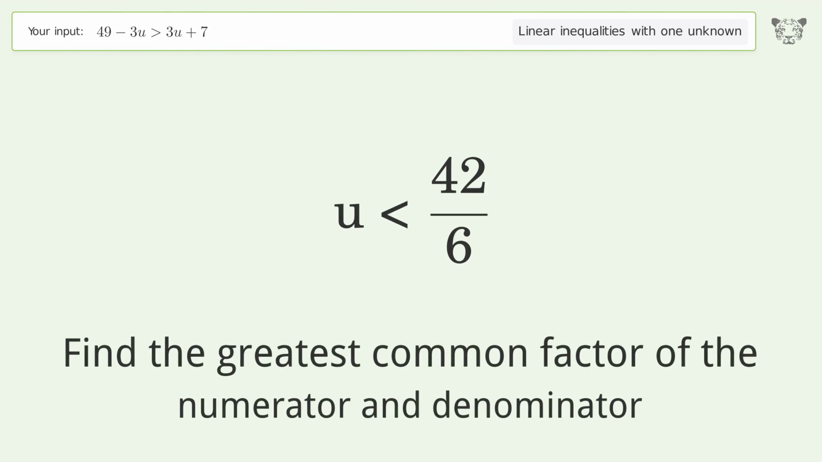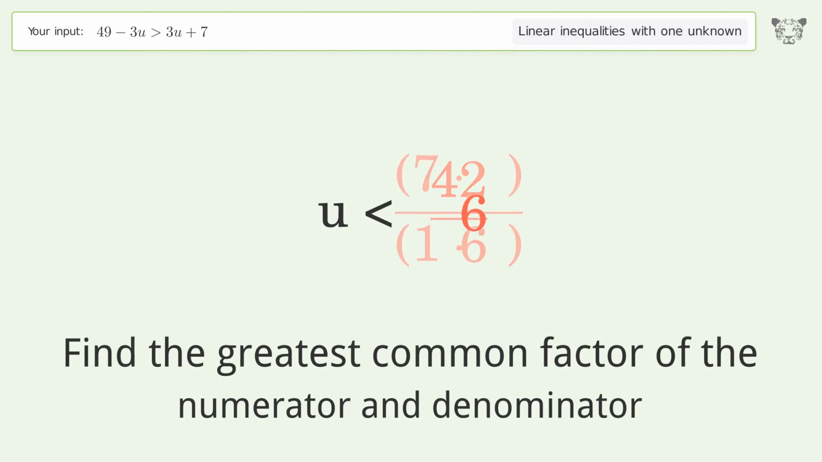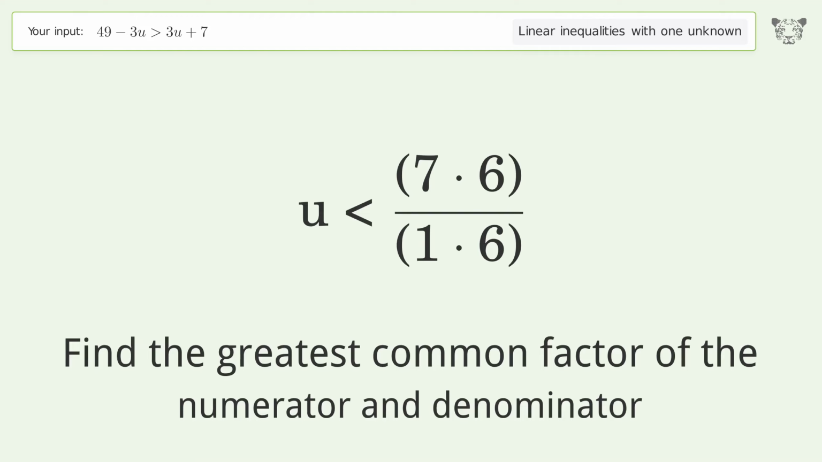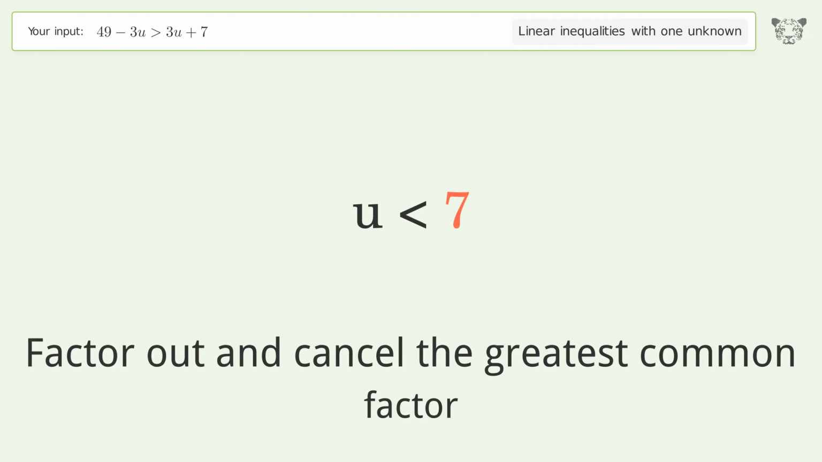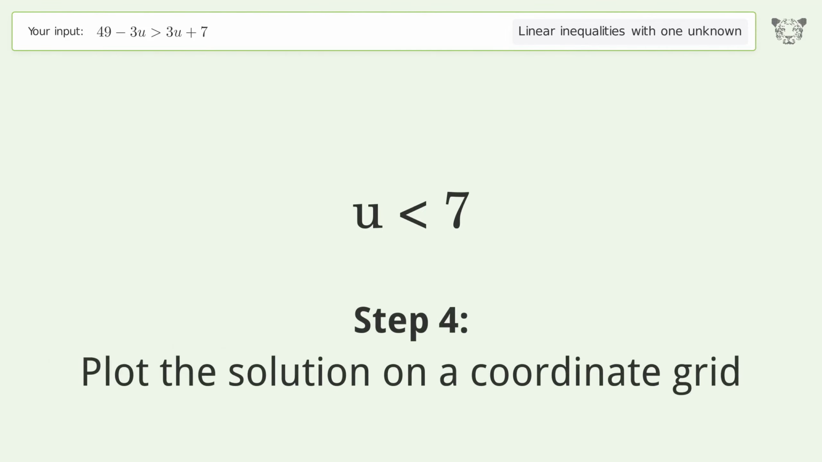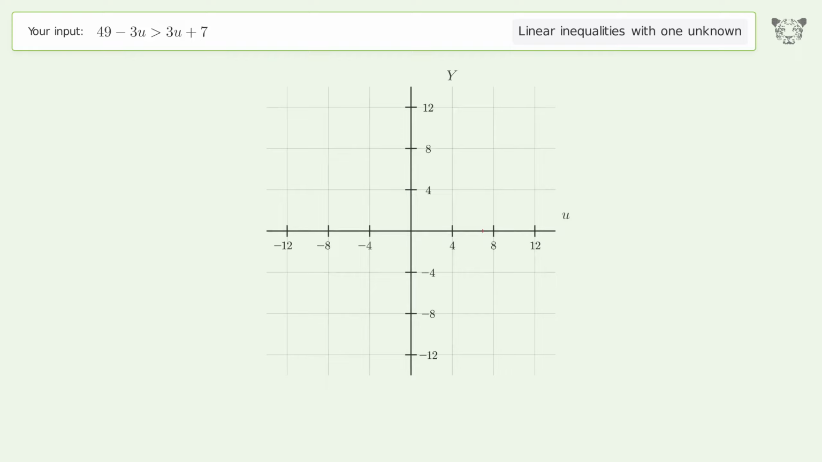Find the greatest common factor of the numerator and denominator. Factor out and cancel the greatest common factor. Plot the solution on a coordinate grid. And so the final result is u smaller than 7.